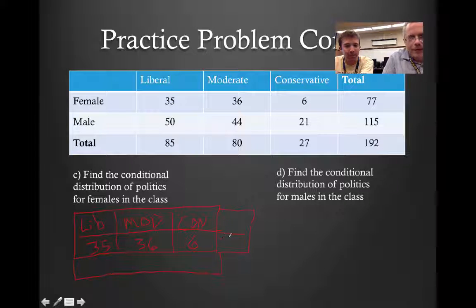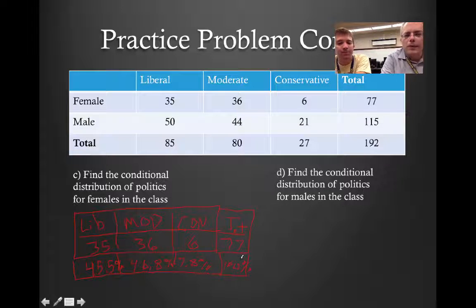So there was a condition. The condition is females. We're only talking about females. All right, so the liberals, we got 45.5%. Okay, moderates, 36 divided by 77 is 46.8%. And conservatives, I get 7.8%. Okay, so the 100. Rounding out the table.